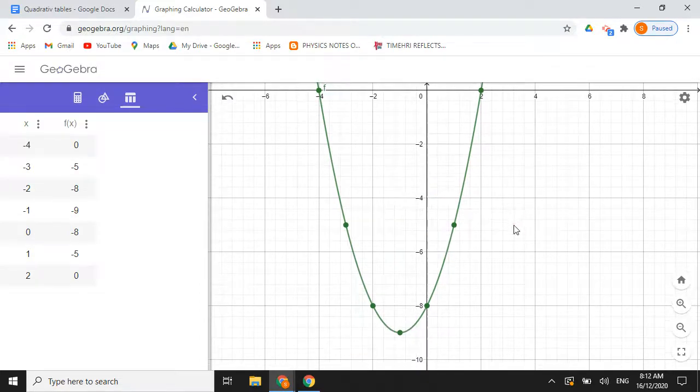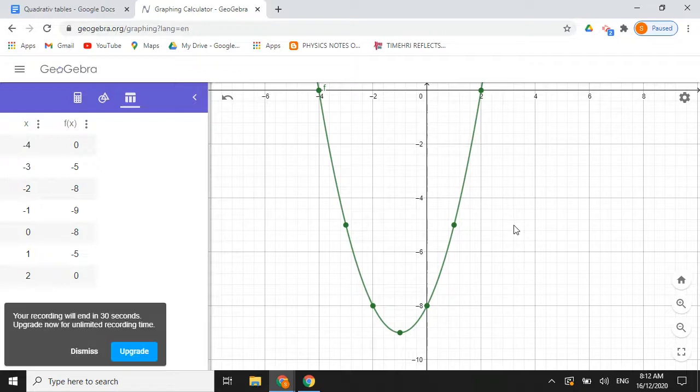There you go, a close up. So minus 4, 0. Minus 3, minus 5, minus 2, minus 8, minus 1, minus 9, 0, minus 8, 1, minus 5, and 2, 0.